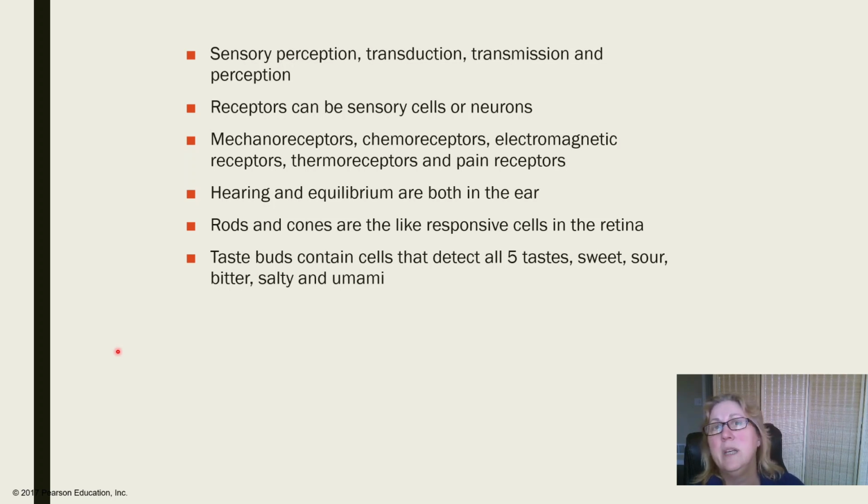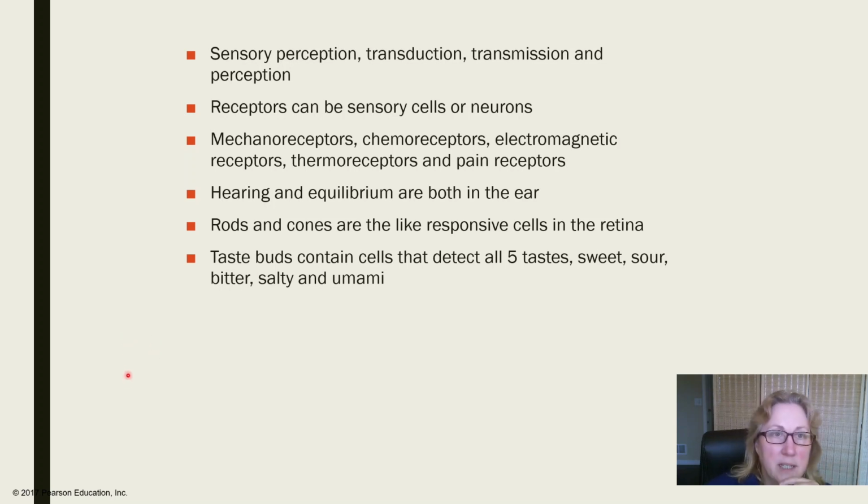Weirdly, we can detect, at least it's been shown for sweetness, we have the same exact sensory cells that detect sweetness in our tongue, also in our stomach. We can't really consciously taste things with our stomach. Your stomach is still doing something with that information.